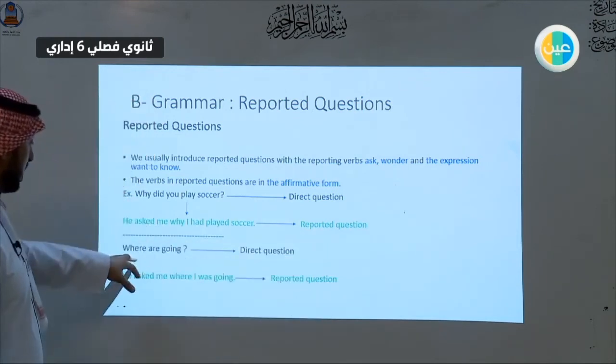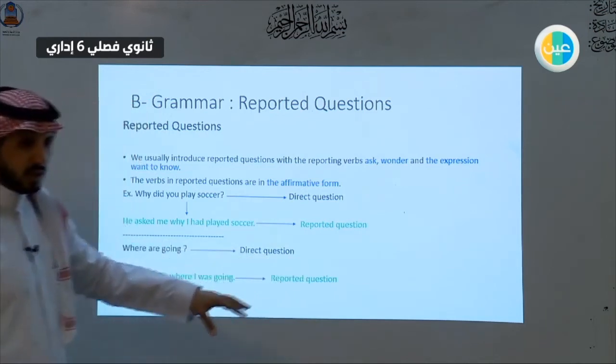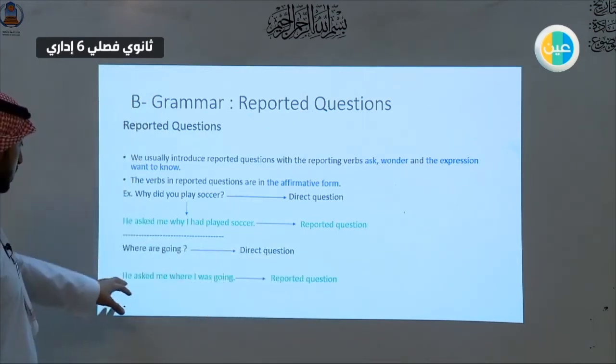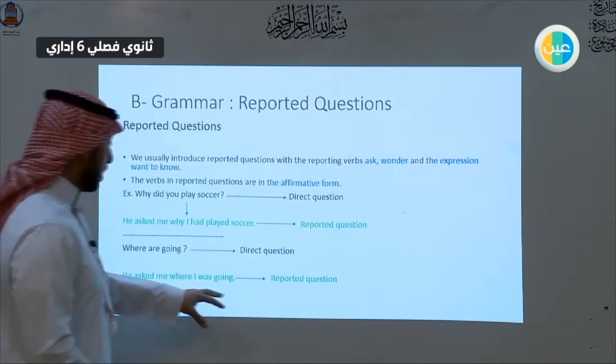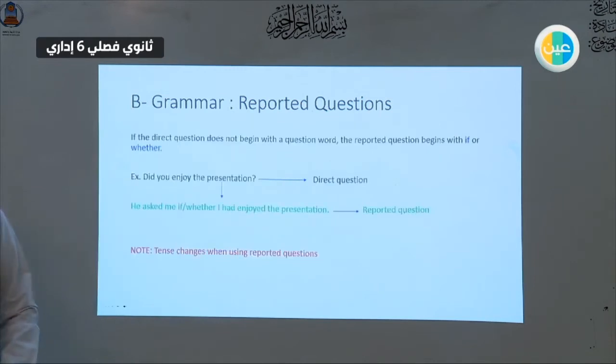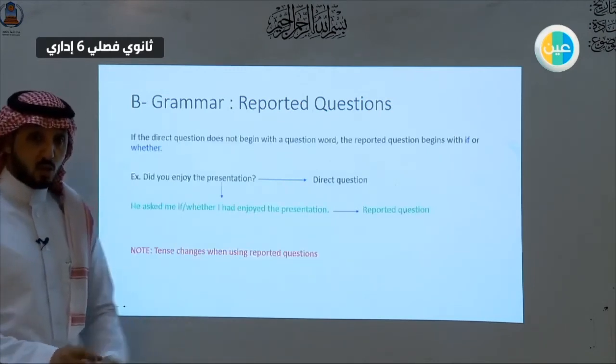So another example: where are you going? So this is a direct question. We want to make a reported question, an indirect question. He asked me where I was going. Where I was going.